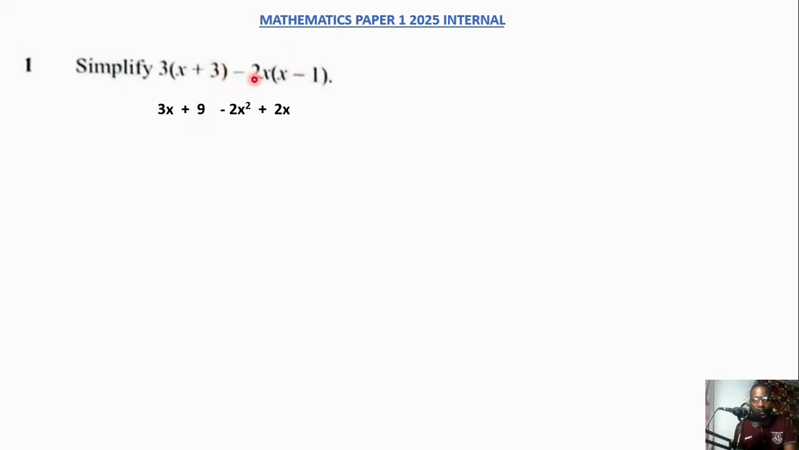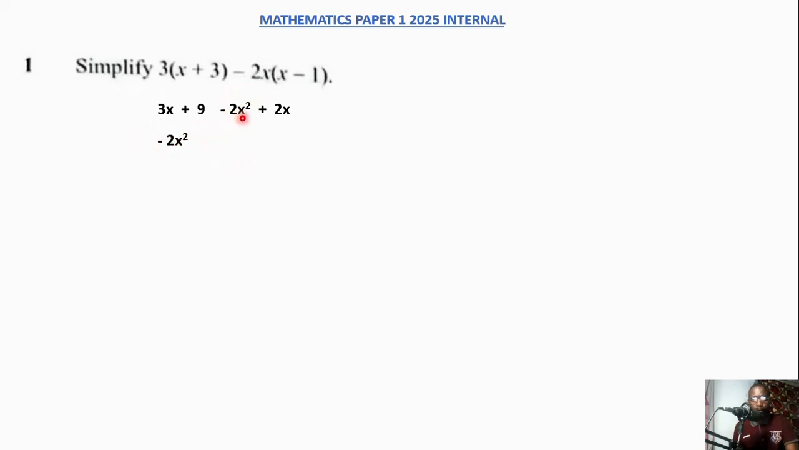Then on this side, negative 2x times x gives negative 2x squared. Take note, because x times x is x squared. Then negative times negative is a positive, and 2x times 1 is 2x. At this stage, it's just a matter of grouping like terms. We can see that this 2x is the like term of 3x, so we can group these together. We start with negative 2x squared.